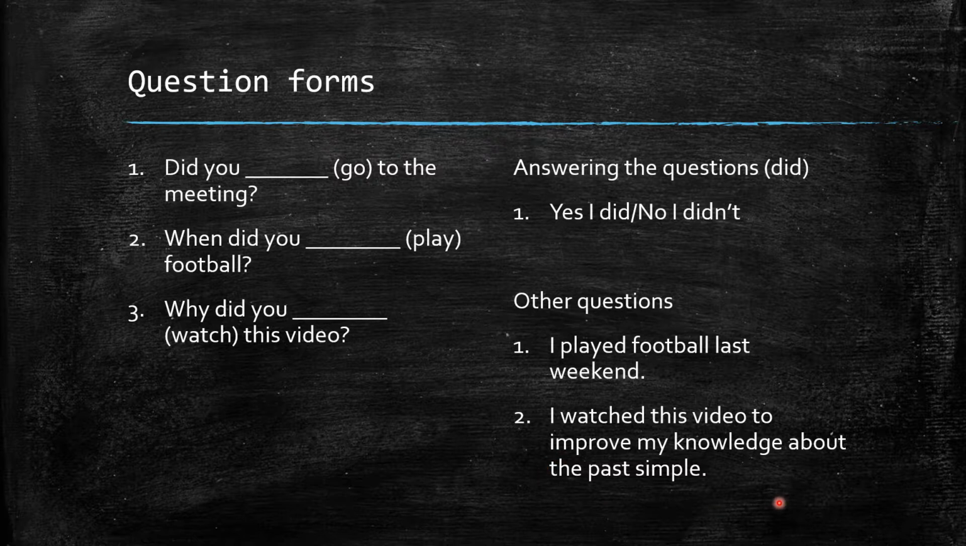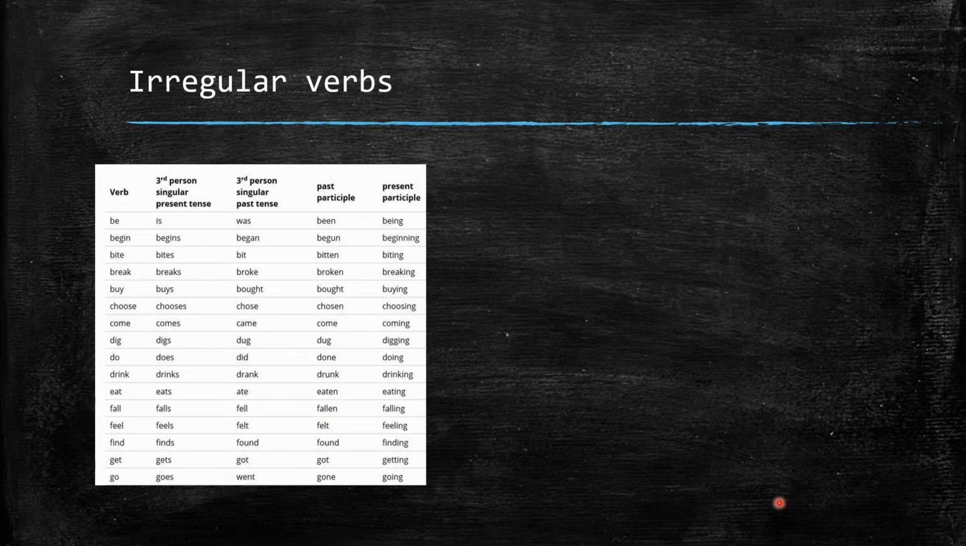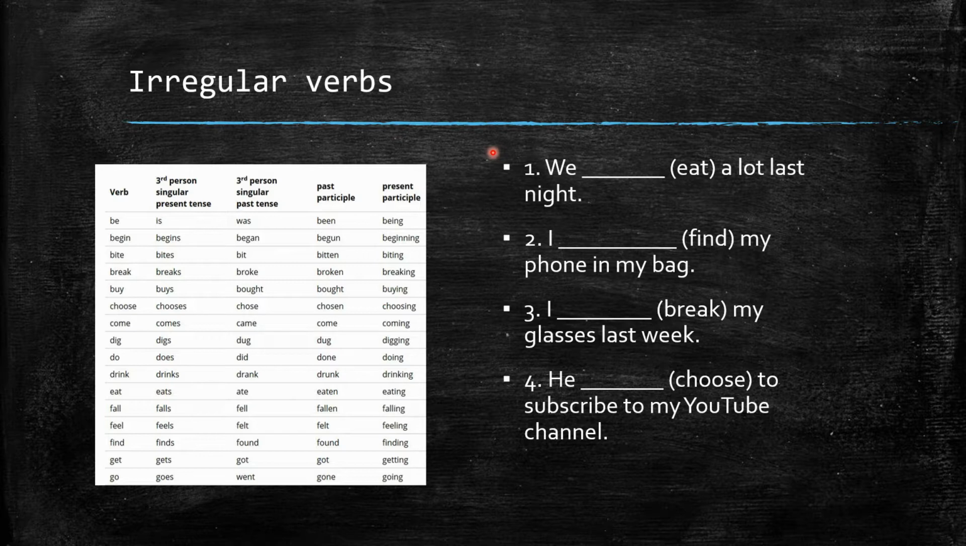Well, let's have a look at the last page for today. We've got irregular verbs, and as promised, I've put an image of some of the irregular verbs. Now, if you check the link in the description below, I'll put up a full link of all the irregular verbs that you need to know so that you can print them out, you can study them, and it will be really useful. So let's have a look at the questions.